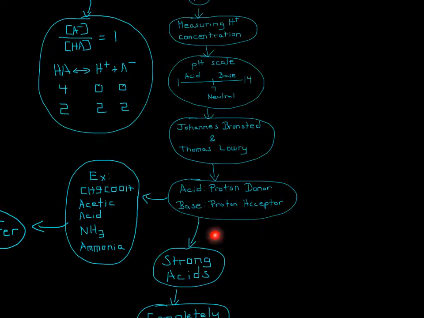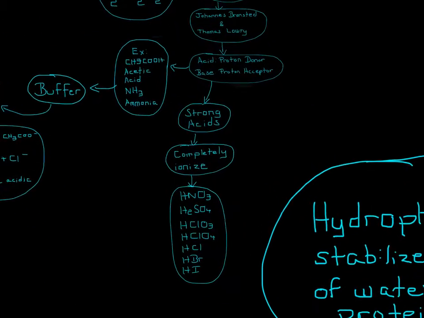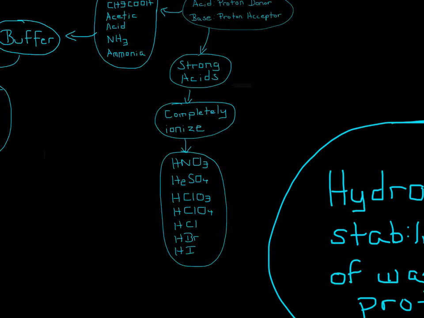So another thing is, let's talk about strong acids. Strong acids are ones that completely ionize, and that means that, for example, hydrochloric acid, when put into water, will completely turn into protons and chloride minus. So these are the 7 strong acids that completely ionize: nitric acid, sulfuric acid, chloric acid, perchloric acid, hydrochloric acid, hydrobromic acid, and hydroiodic acid.